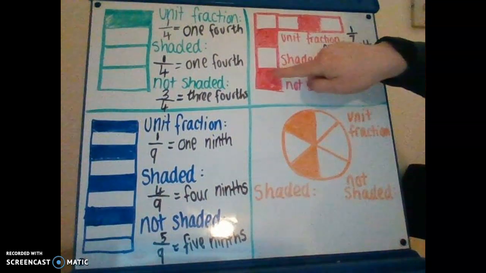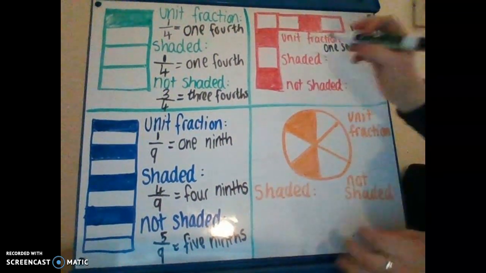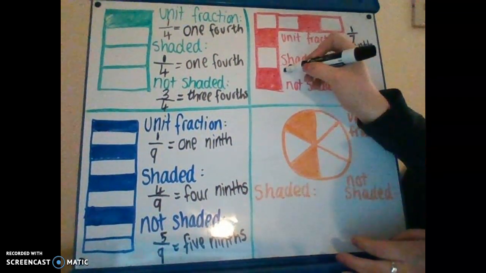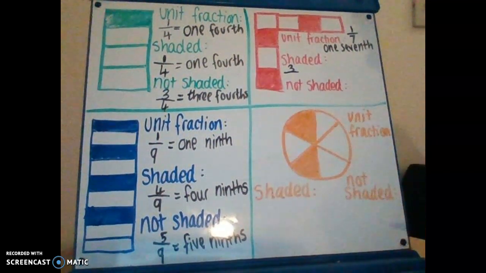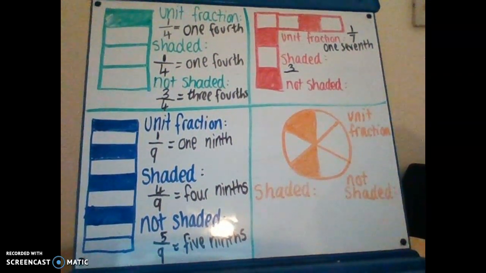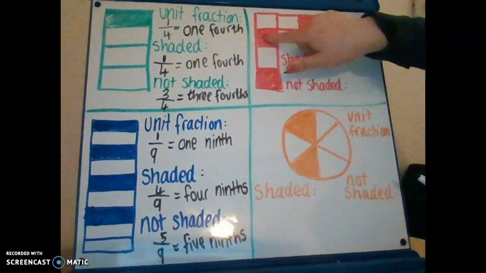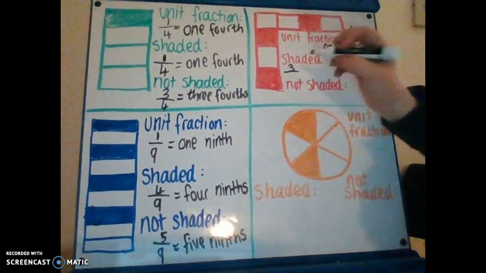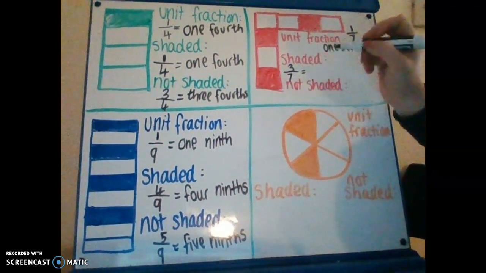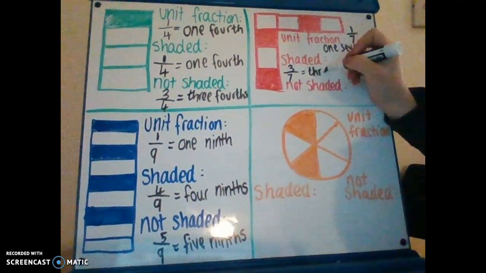Shaded. Numerator goes on top. Total number being counted for is 1, 2, 3. 3 are shaded out of the total equal parts in the whole, 1, 2, 3, 4, 5, 6, 7. So the shaded part is 3/7.